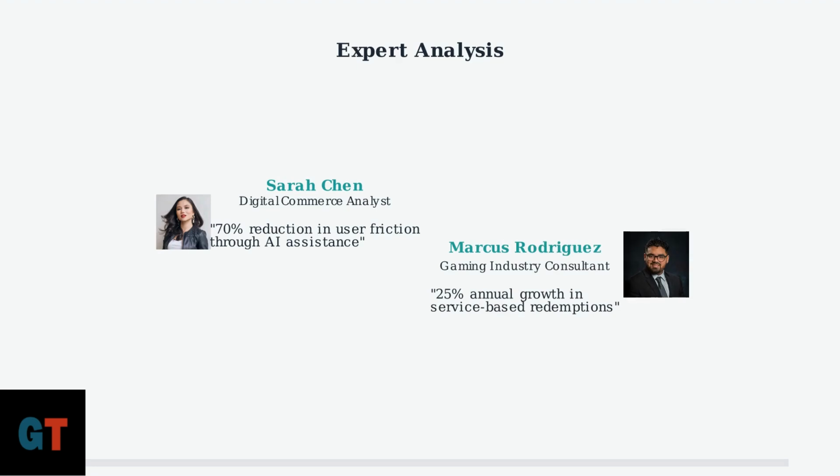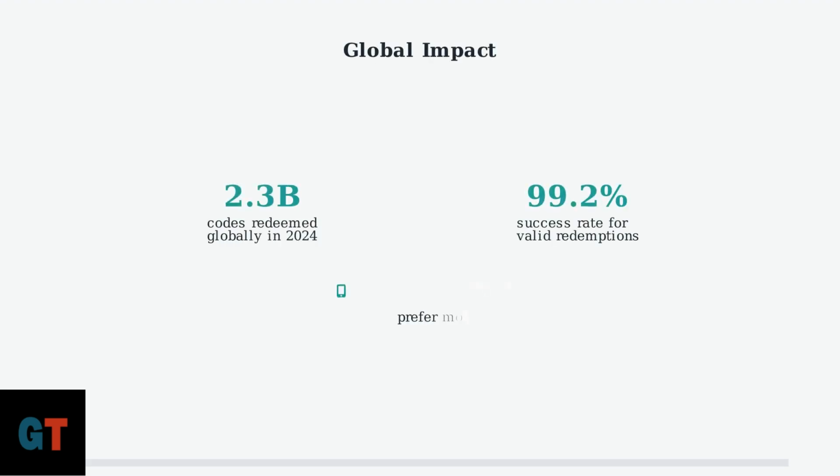Sarah Chen, digital commerce analyst at Tech Insights, states that Microsoft's system represents the gold standard, reducing user friction by 70% through AI assistance. Marcus Rodriguez, gaming industry consultant, emphasizes the shift towards subscription-based codes, with service redemptions growing 25% annually. The global scale of code redemption is impressive.